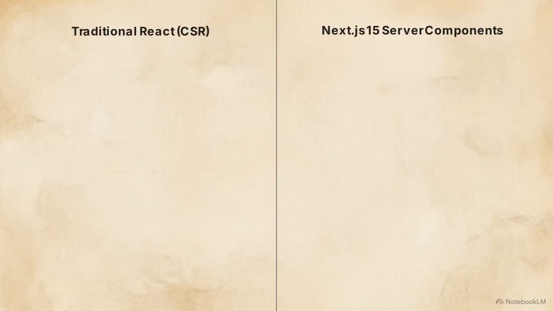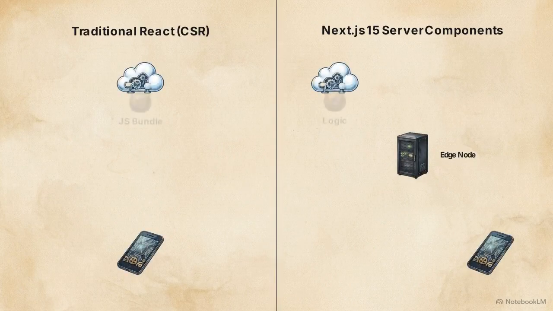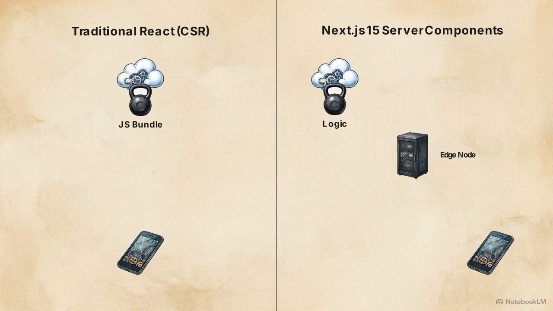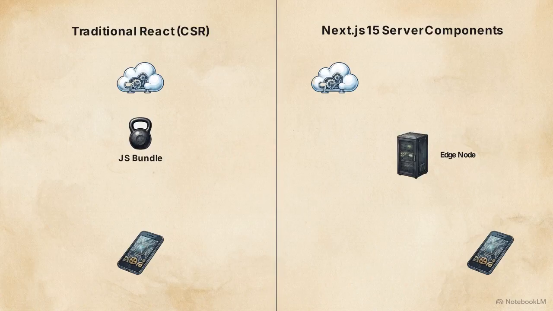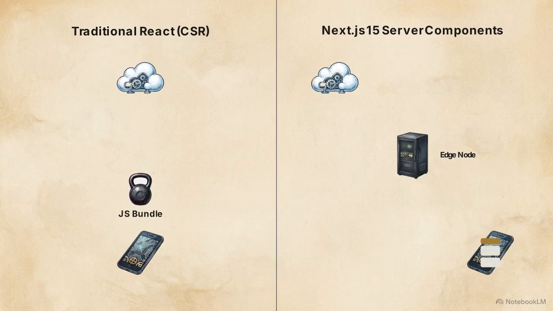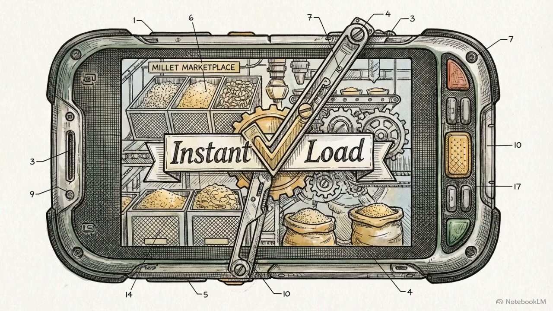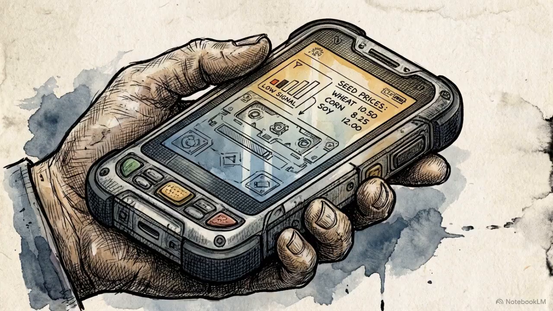This diagram outlines the transition away from traditional client-side rendering. For the farmer and SHG modules, we utilize Next.js 15 server components. Instead of sending heavy JavaScript bundles, server components strip the logic at the edge node, sending only pure HTML to the user's device. Because the device receives lightweight HTML, the time-to-interactive metric drops significantly. The interface becomes responsive almost instantly, even on degraded rural bandwidth.